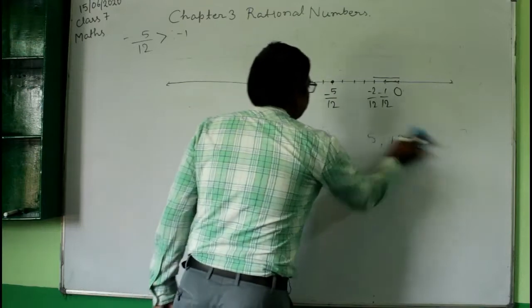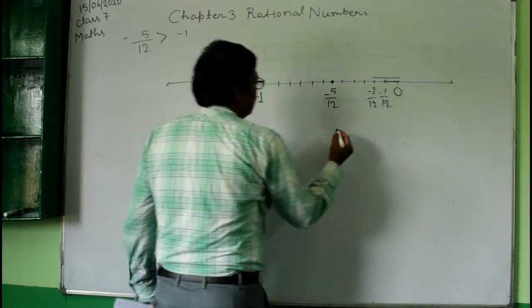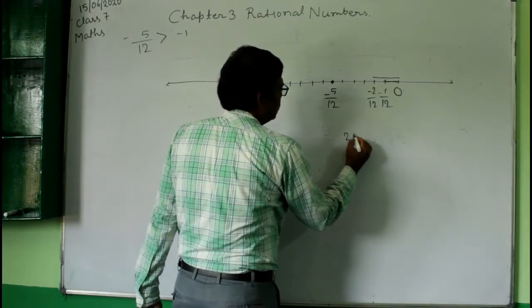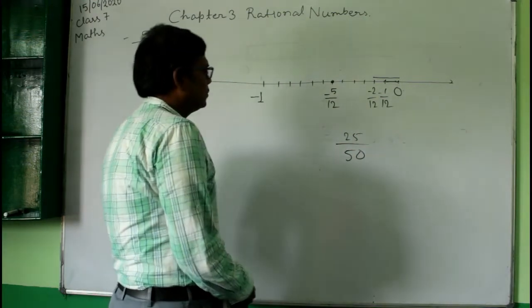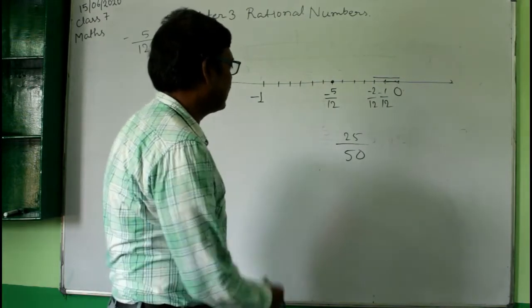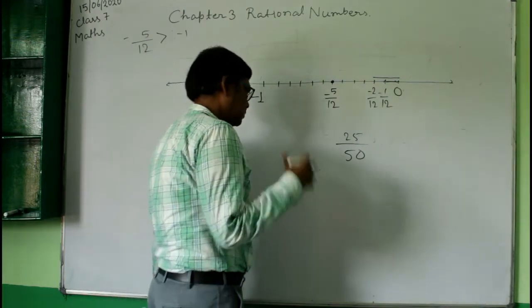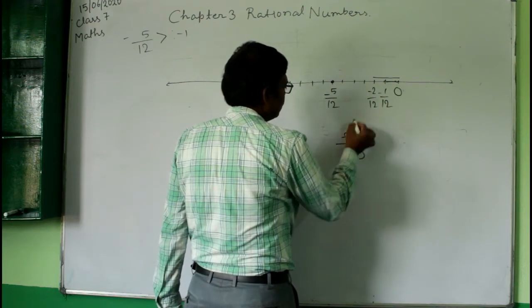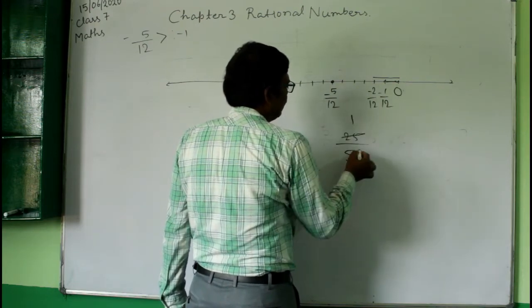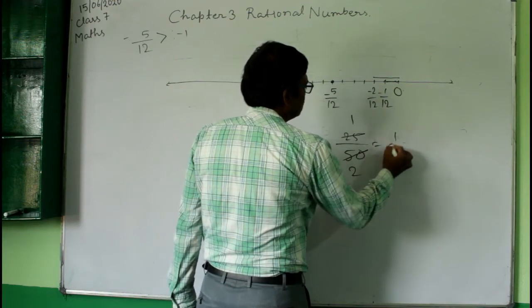And suppose the next number is 25 by 50. This is a rational number, but it is not in the standard form because there is some common factor. If you cancel, 25 goes once into 25 and twice into 50. So the answer is 1 by 2.